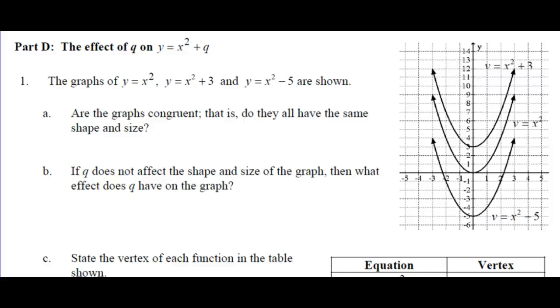Anyways, are the graphs congruent? They all have the same size and shape? Yes. If Q does not affect the shape, then what effect does Q have? So Q does what? Translates vertically. So vertical translation.